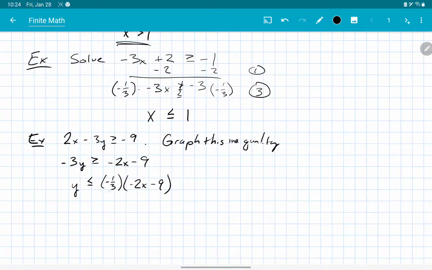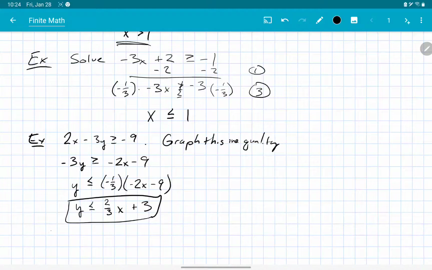And now I have negative 1/3 times this quantity. So I, of course, need to put this through. So this is 2/3 x plus 3. Okay. So now I've gotten it into slope-intercept form. So now I'm ready to graph this line.